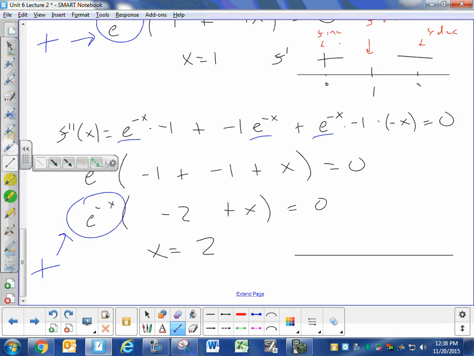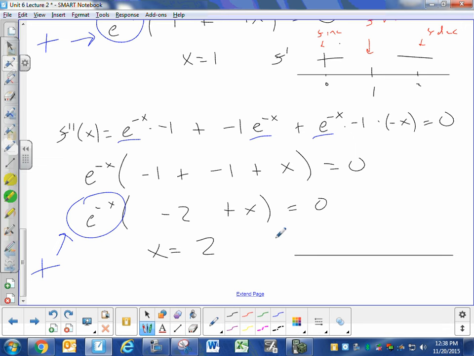So I then can analyze the signs of my second derivative around 2 using this simplified second derivative. If I plugged in a value like 3, it would be positive. If I plugged in a value like 0, it would be negative. Therefore, we have a point of inflection at 2 because the original function f will be concave down to the left of 2, and the original function f would be concave up to the right of 2.